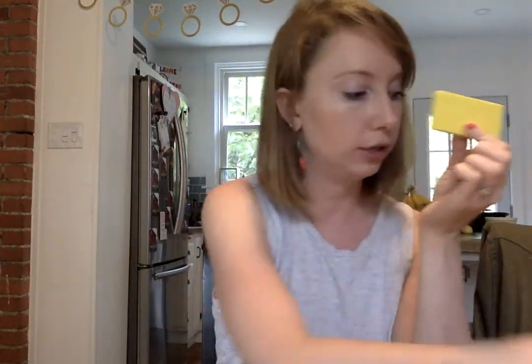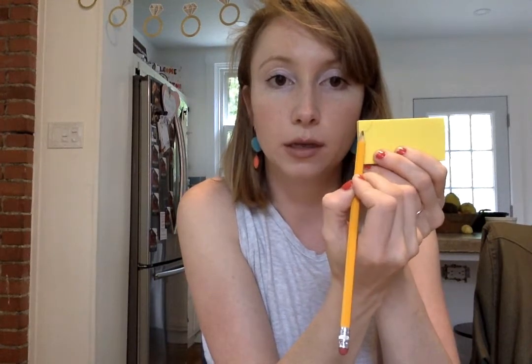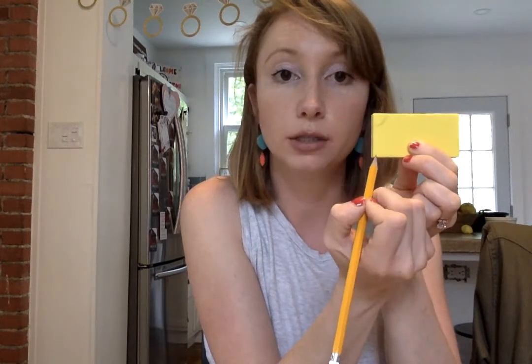Let's take a look at a rectangle. It has 1, 2, 3, 4 sides. 4 sides. So what is an angle? An angle is this space where the sides meet. So this space is an angle where the sides meet. So it has 1, 2, 3, 4 angles. So a rectangle has 4 sides and 4 angles.